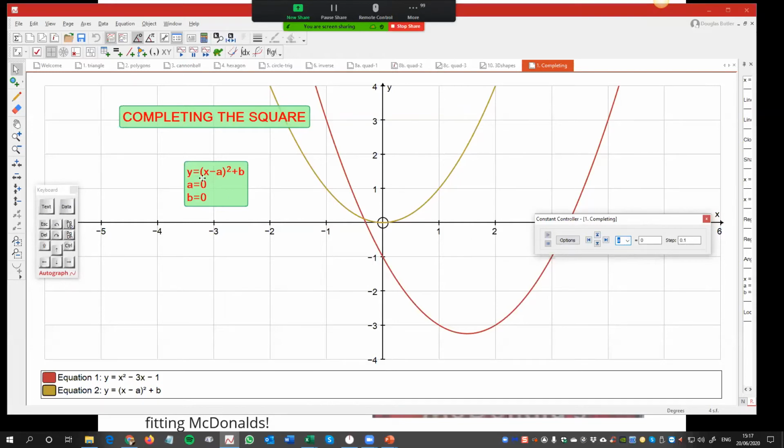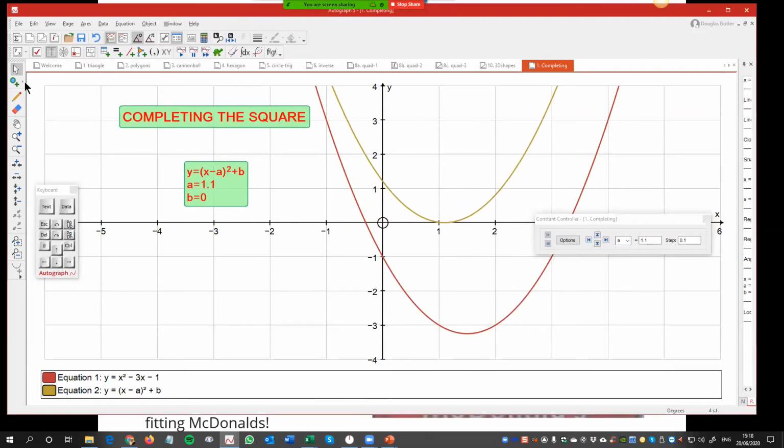Now, it's x minus a. I'm a massive fan of x minus a, not x plus a. I see x plus a far too often. X minus a means it's a movement to the right. It means it's where the vertex ends up at. So when a is 1, the vertex moves from here to here. So it moves to the right.